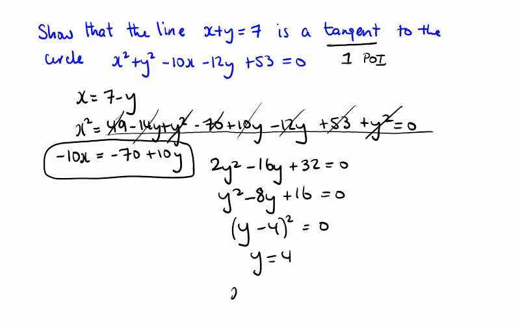And when y is equal to 4, x is equal to 7 minus y, 7 minus 4, which is 3. So the tangent touched the circle at the point 3, 4. So go and practice a few more of these questions.